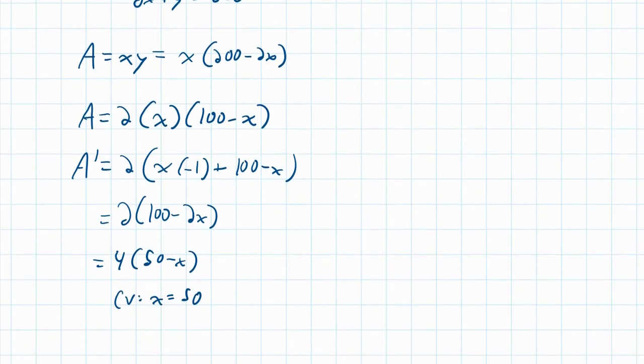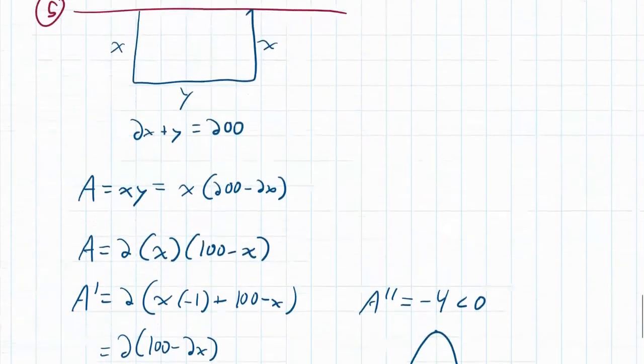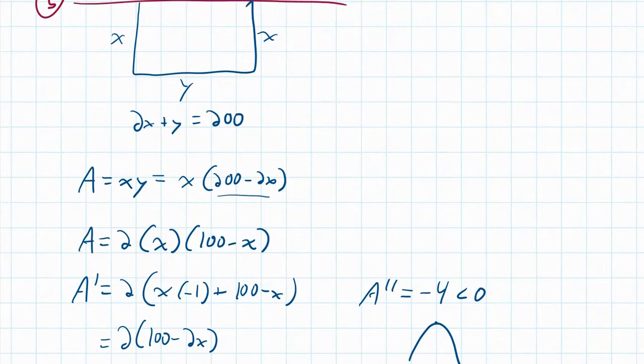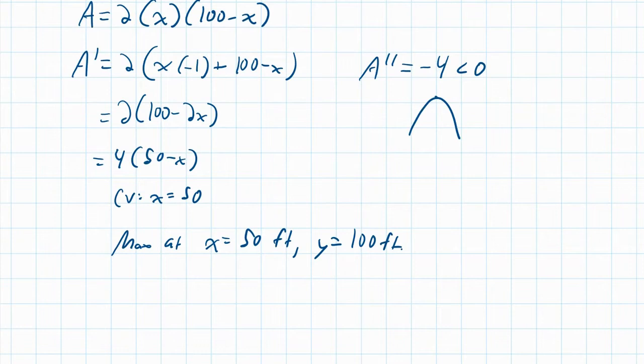I can actually just do a second derivative here really quickly. A double prime is equal to just negative 4 because it's 4 times negative 1. So that is less than 0 no matter what, which means that this graph is always concave down, which means that we have a max at x equals 50 feet, and y is equal to 200 minus 100, so y is 100 feet.